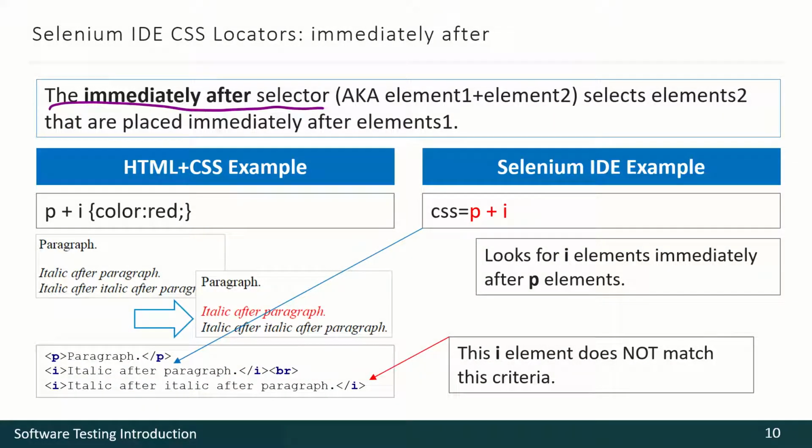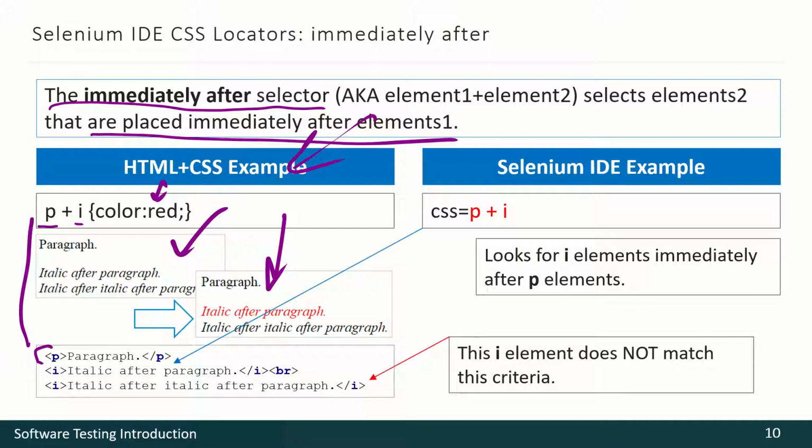The immediately after selector also looks a little bit similar, but it doesn't work with hierarchy. It works with sequence. Let's see the example. We have to make red any italic text that goes after paragraph. Here's before and after. How does it work? Here we see the paragraph and here we see the italic right after the paragraph, immediately after the paragraph.